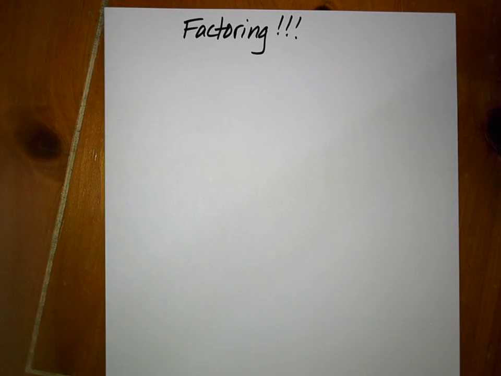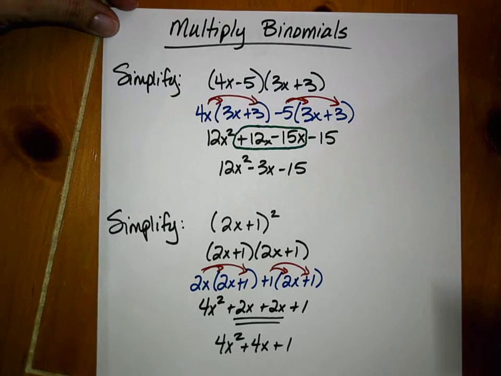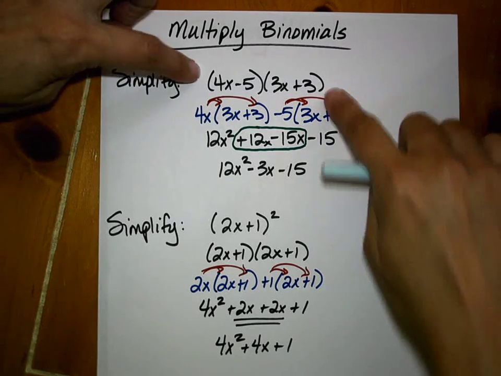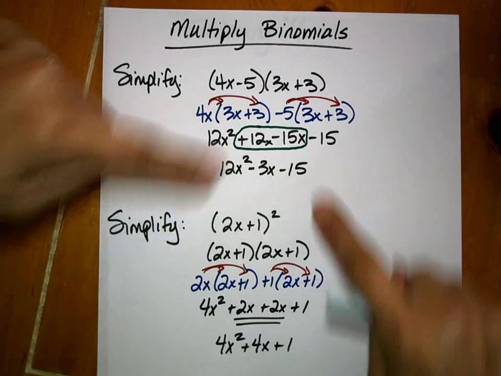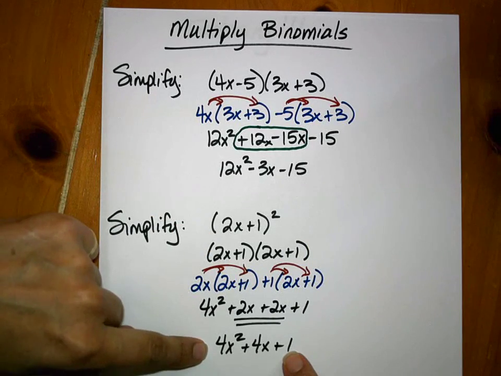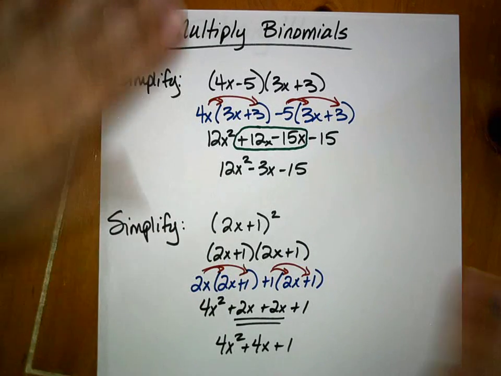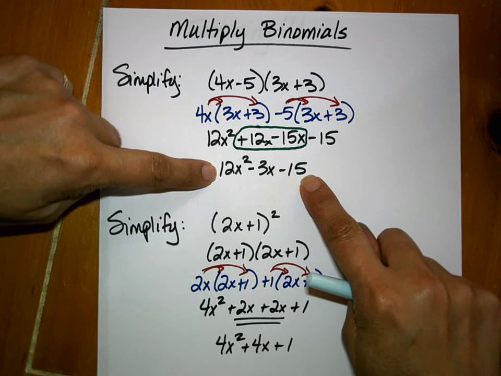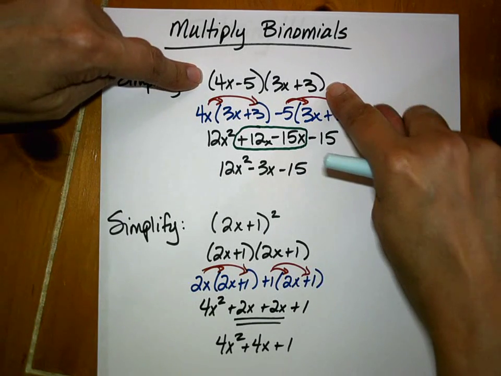But today we're going to move on to the opposite of multiplying binomials. So when we multiplied binomials, we ended up with a trinomial. Multiplied binomials, ended up with a trinomial. You don't always, but most of the time you do. Today we're going to take a trinomial and factor it and end up with our two binomials.